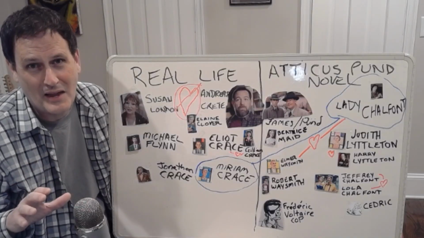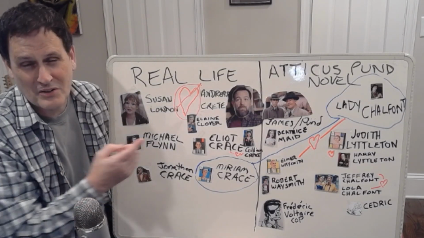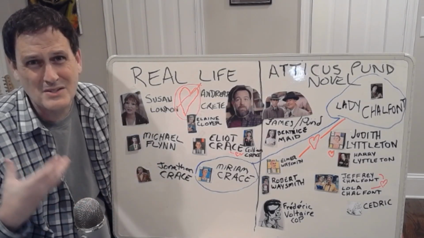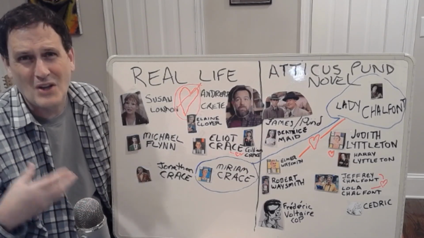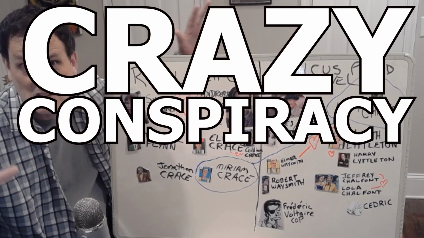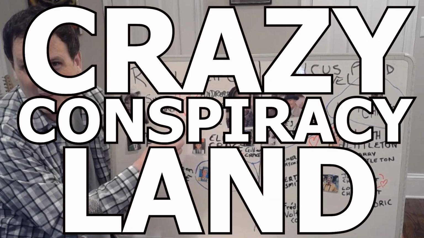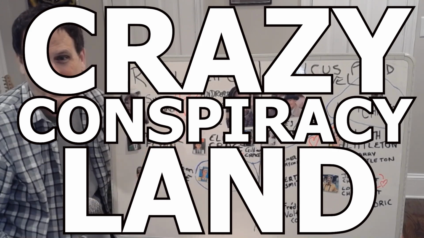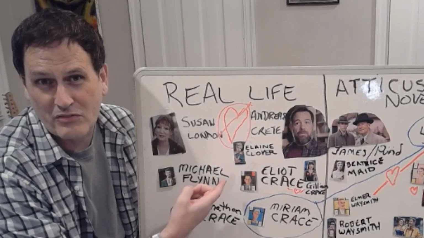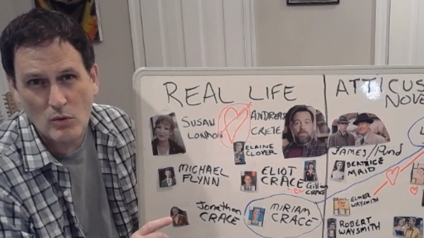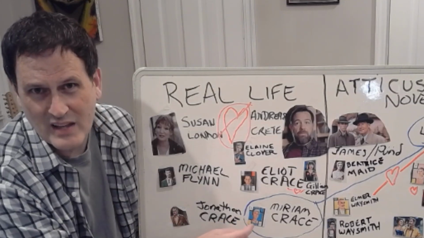Now that said, I picked her. I picked her after 200 pages. I want my guess to be correct. So I'm going to go into crazy conspiracy land to keep Elaine Clover as our suspect. So how do I keep Elaine Clover a main suspect? Well, what do we know about Miriam Crace's death?